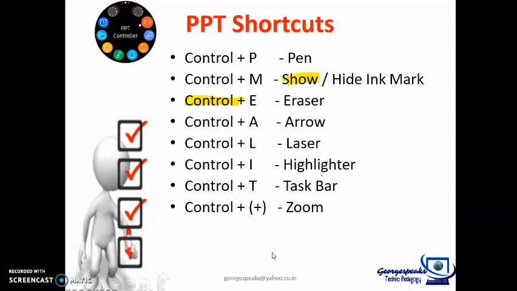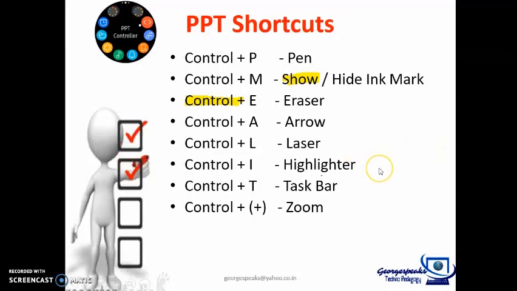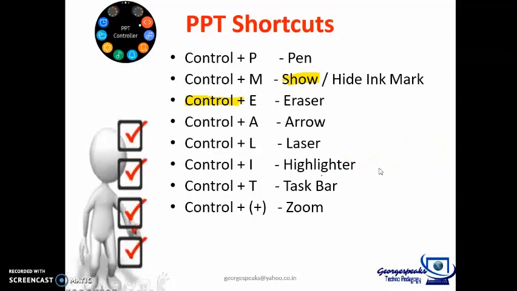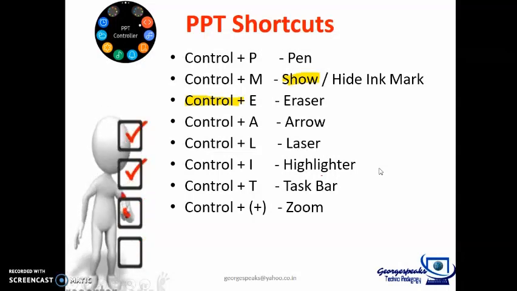Another aspect: I told you that you can use Control plus P to write something on the screen. You get a pen to write. But when your screen is full, it won't be very useful. So if you want a blackboard to write on, all you have to do is just press B on your keyboard. When you press B, you'll automatically get a blackboard.